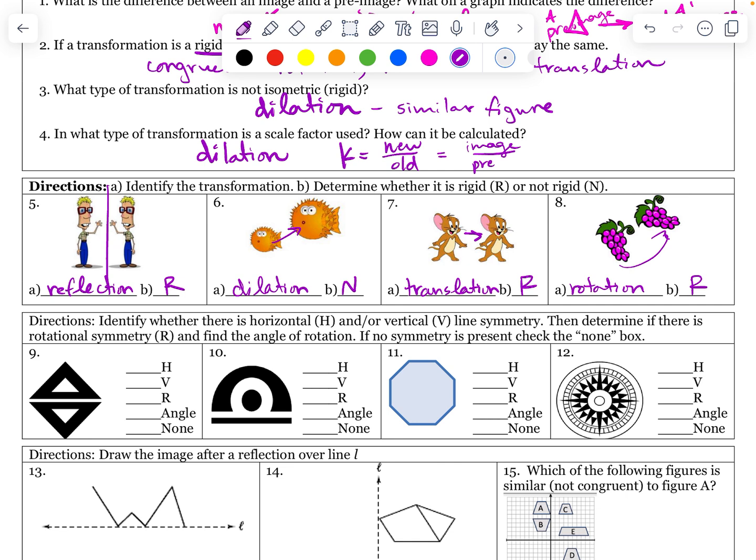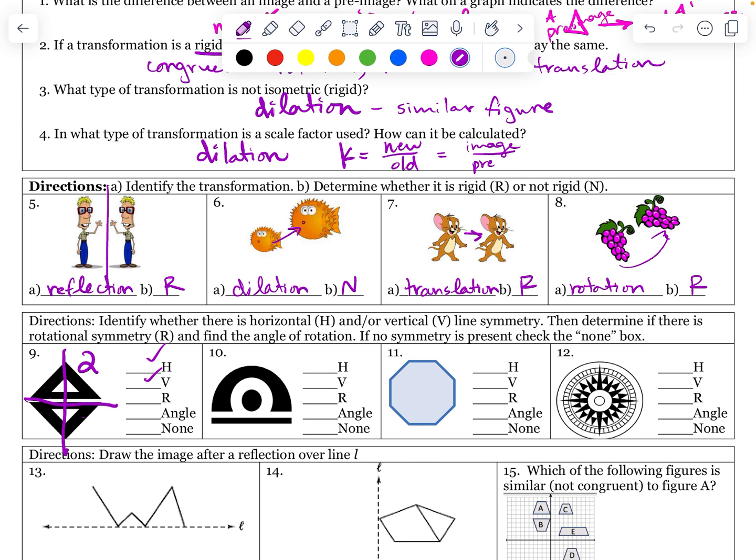Identify whether, this formatting is a little bonkers. I want it to look more like your homework, but that's okay. So identify whether there's horizontal or vertical lines. So this one definitely has a horizontal. It definitely has a vertical. I think is there any more on that one? No, because if I fold it that way, they're not exactly the same on both sides. Yeah, the diamonds aren't going to line up exactly. So this thing has 2 lines of symmetry. Horizontal, vertical.